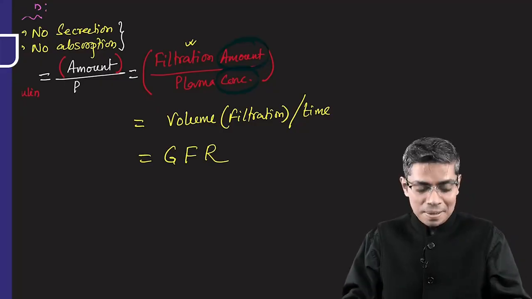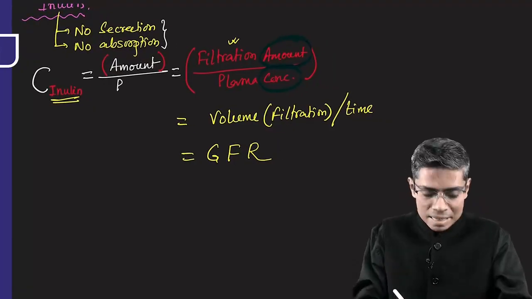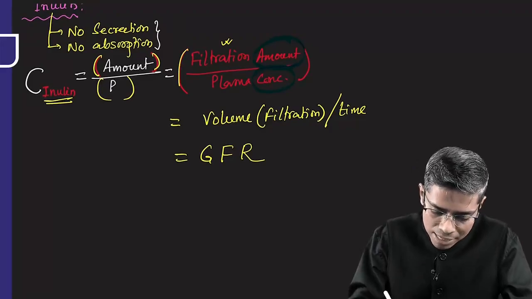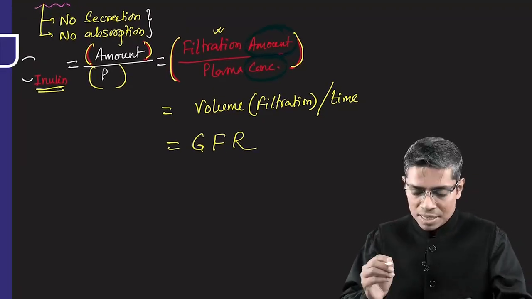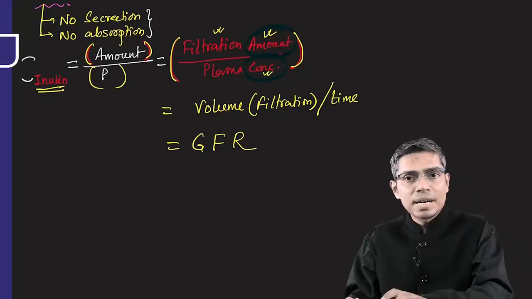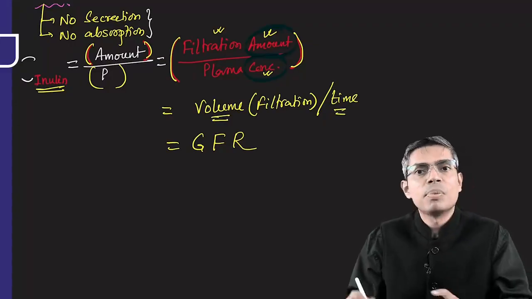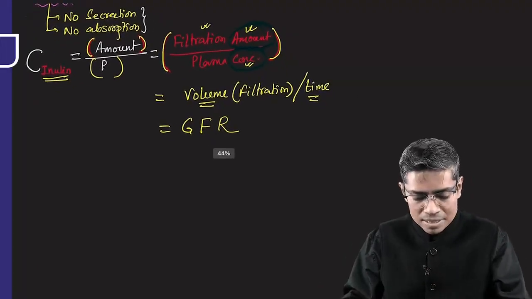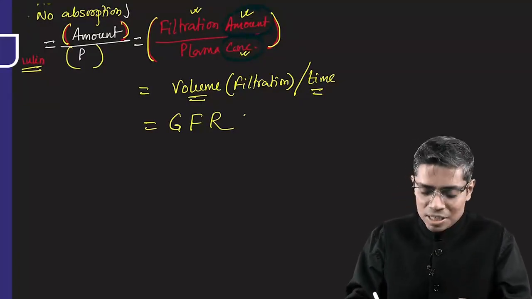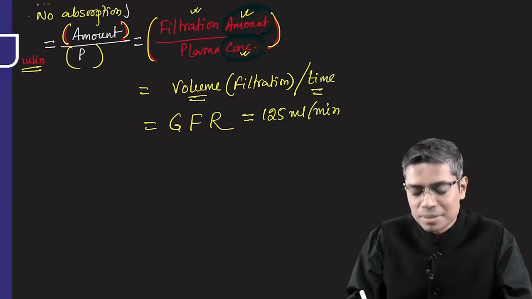So that's why we say that if you measure the clearance of inulin, you are dividing urinary amount upon plasma concentration. Urinary amount is only and only by the process of filtration. So basically you are dividing filtration amount upon your plasma concentration. If you divide this, you are going to get a filtration volume per unit time at the level of the glomerular capillary, which is nothing but GFR. That's why we say that if you measure the clearance of inulin, you are going to get the GFR. And what is the normal GFR? That is 125 ml per minute.